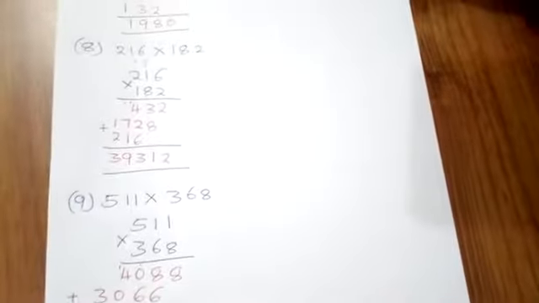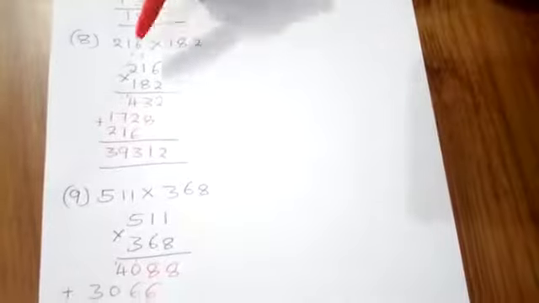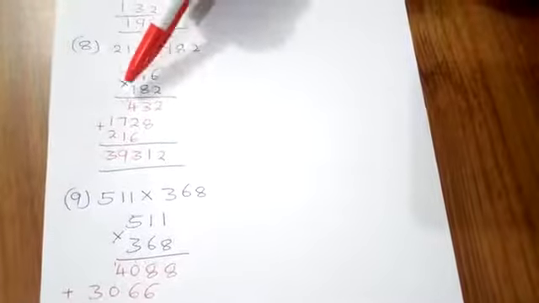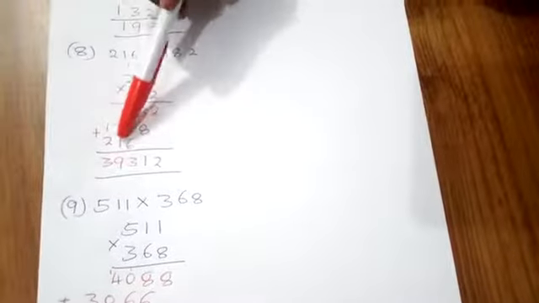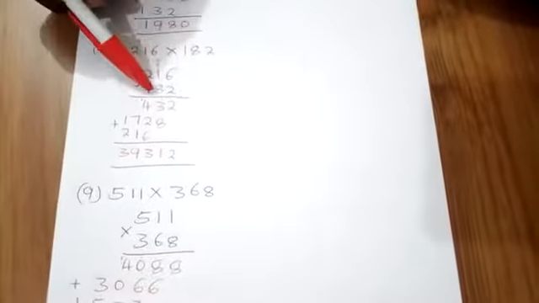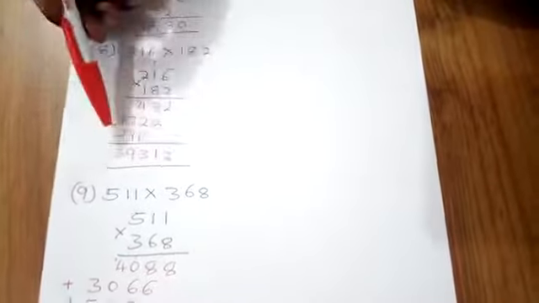Our step number 3, the first group of multiplication is 6 times 1, which is 6. 1 times 1, which is 1. 2 times 1, which is 2. Now, we want to add the answers from the 3 steps. So we add, always we start from the right hand side.